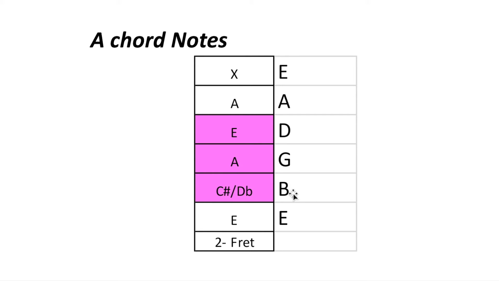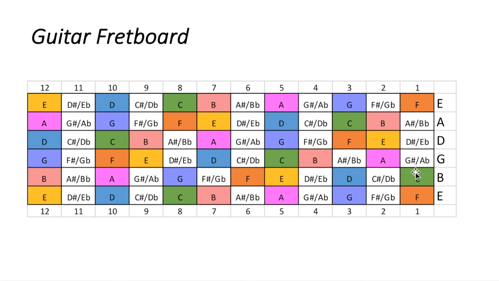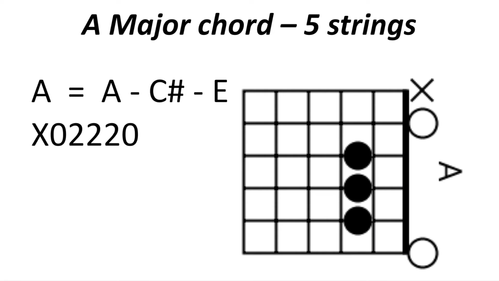And after G, in the 2nd fret it's A, and after B it's C sharp or D flat. So it's E, A, and C sharp or D flat. That's how you have formed your A chord.